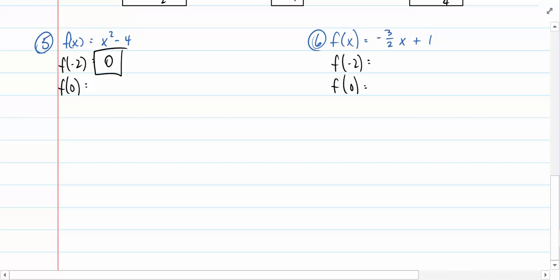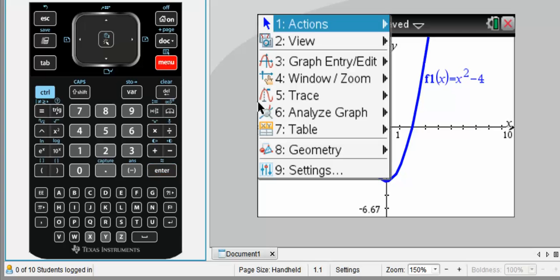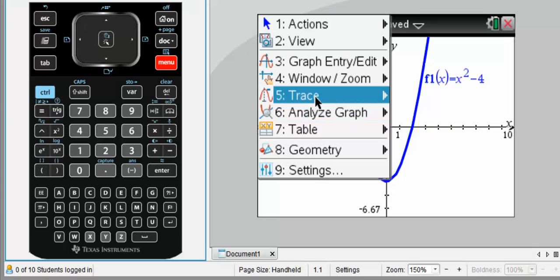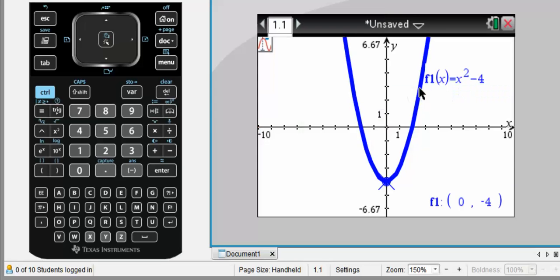But let me show you another way that we can evaluate this using the graph without necessarily looking at the graph or counting its position on the axis. If we switch over to our graph and use the menu button, we can trace the function at a particular value. So I'm choosing menu, option 5, and then option 1. We're going to graph trace.